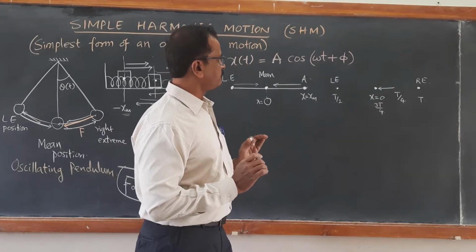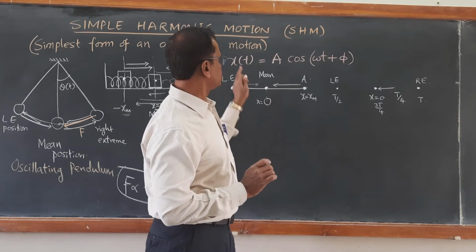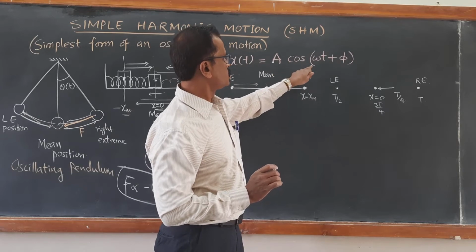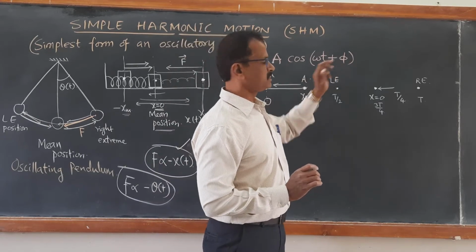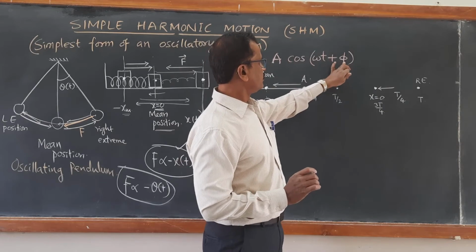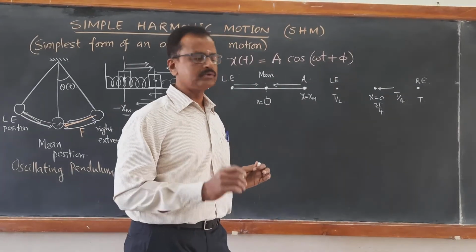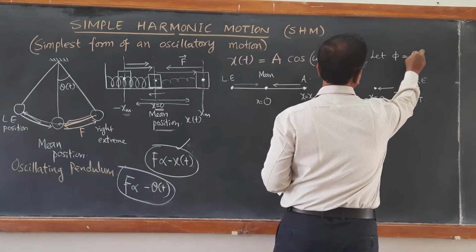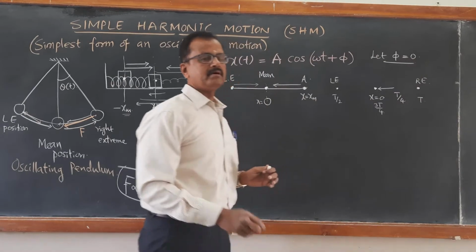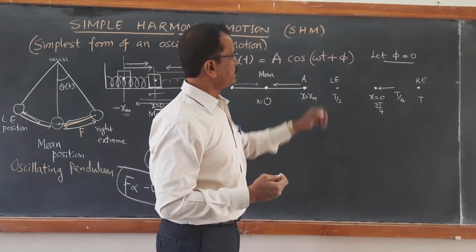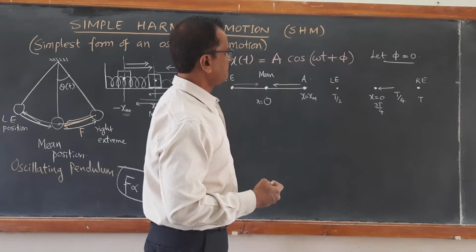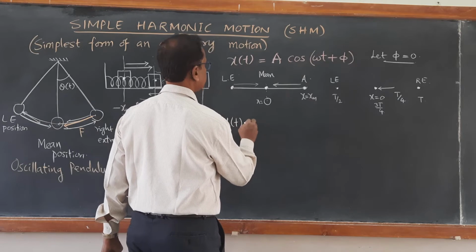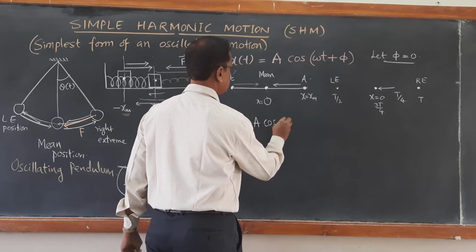If we draw the graph of this function, displacement as a time dependent function, which is a cos of omega t plus phi, we will neglect this phi. We will take phi equal to 0. We will discuss the meaning of phi later. So when we take phi equal to 0, the equation becomes x of t equal to a cos omega t.